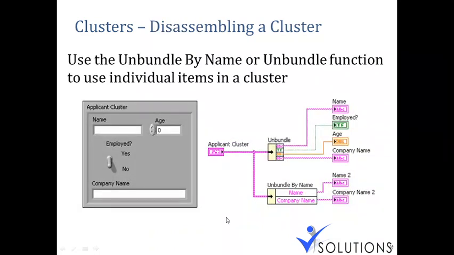So after assembling, coming back to deassembling, once again you have two functions: unbundle and unbundle by name. As soon as you pass an input cluster to it, it is going to access the objects inside. So this cluster actually has name, age, employed and company name, which means that it has two string pieces of information, name and company name.